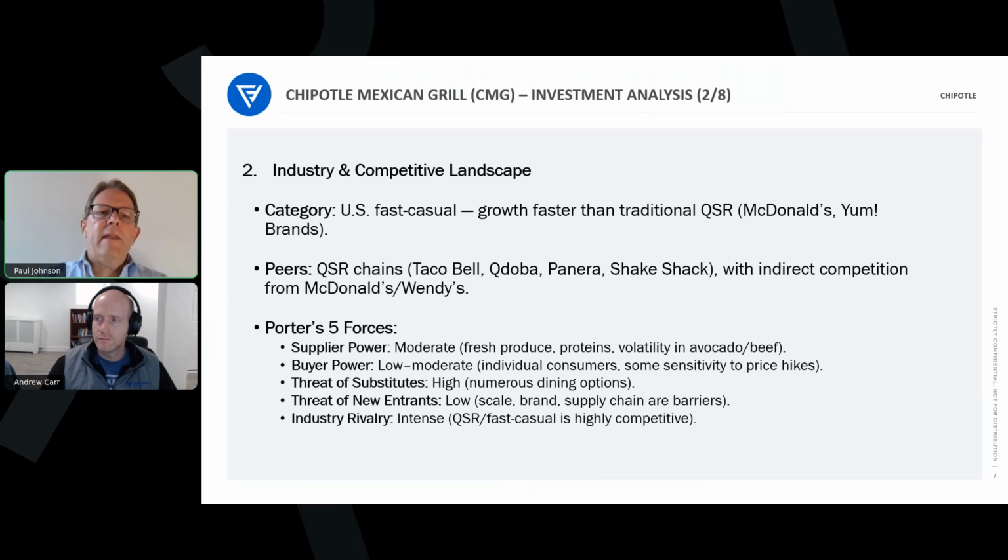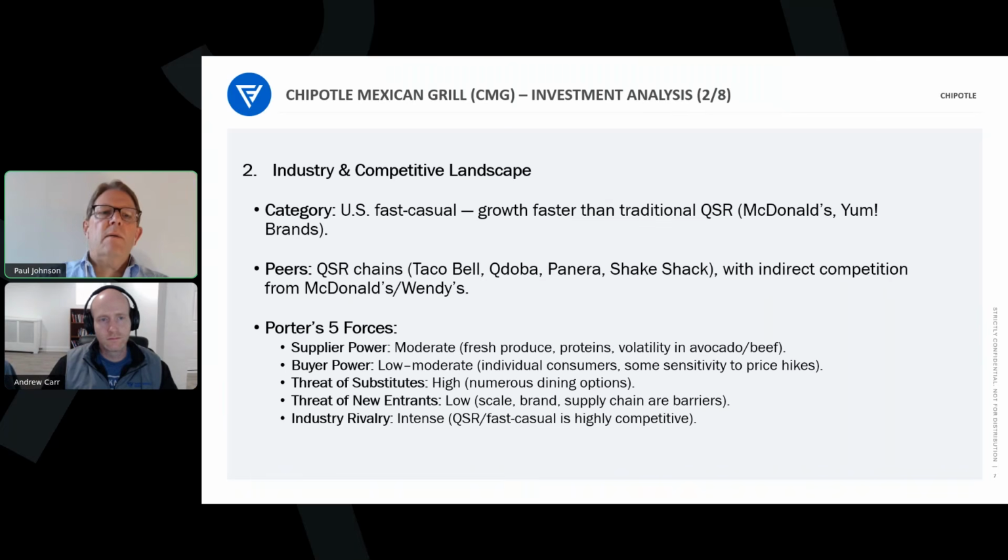All right, industry and competitive landscape. US fast casual, all right. I'm gonna write down in my notebook fast casual because I'm not 100% sure the difference between fast casual and other areas. Maybe you do, but in this case, I'm gonna assume I don't. And traditional QSR, and I'm gonna write down QSR. What's QSR? That is quick serve restaurant.